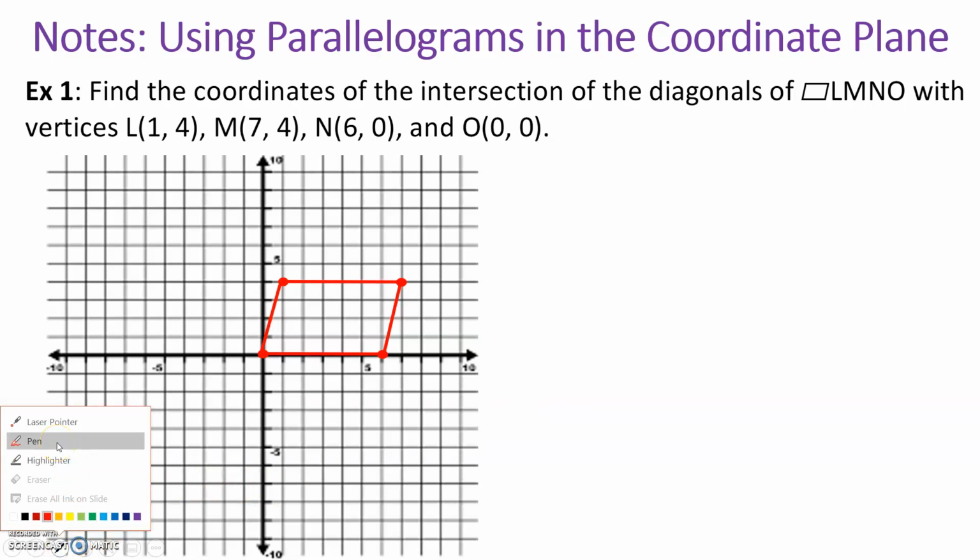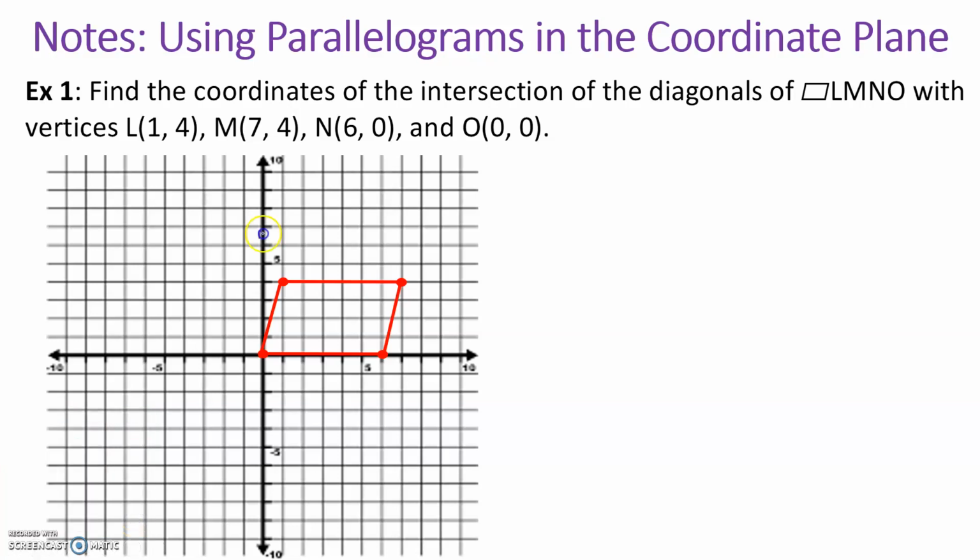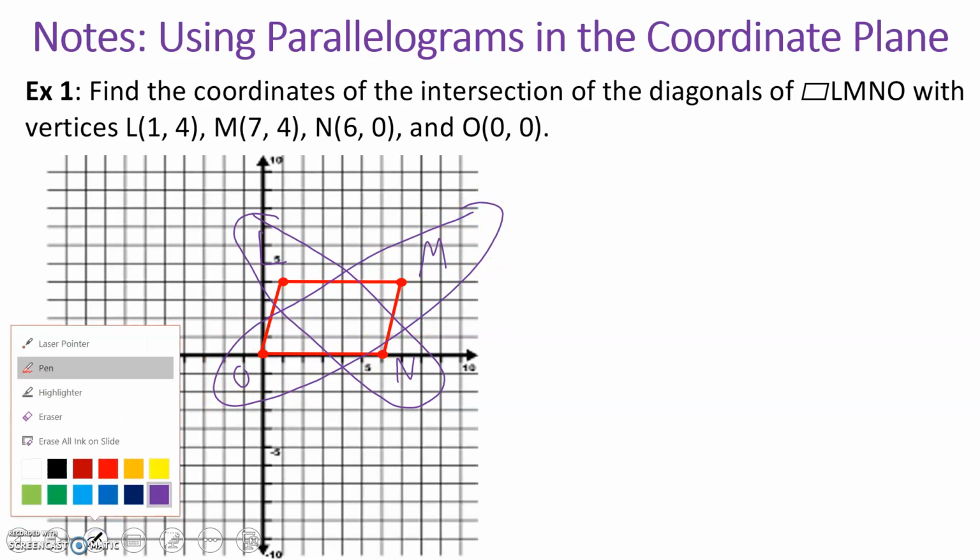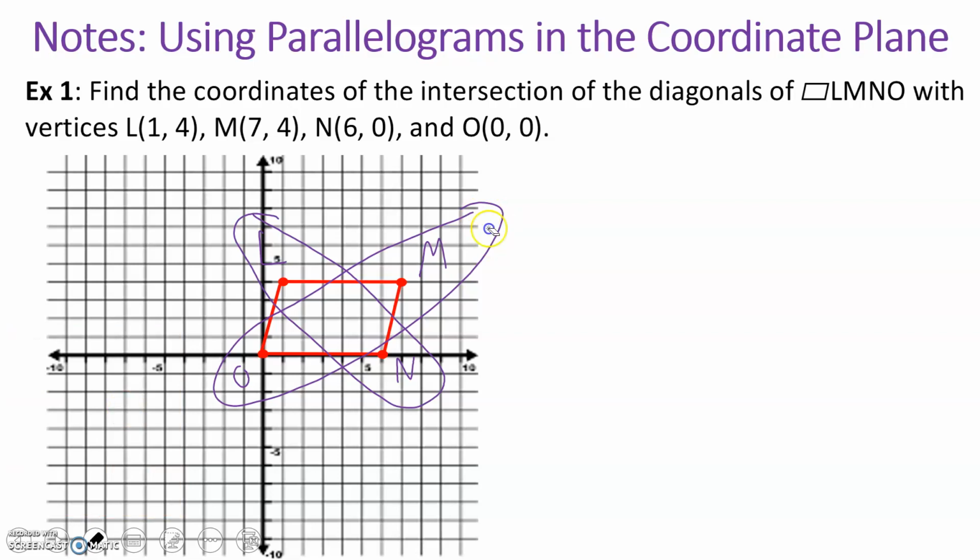So let's start with that. If we look at this, we'll notice that here is our L, M, N, and O. We know, according to the theorem learned yesterday, that the diagonals of a parallelogram bisect each other, meaning the line from L to N will be cut in half by the diagonal that's drawn from M to O. So even without drawing those diagonals, we should be able to calculate our answer.